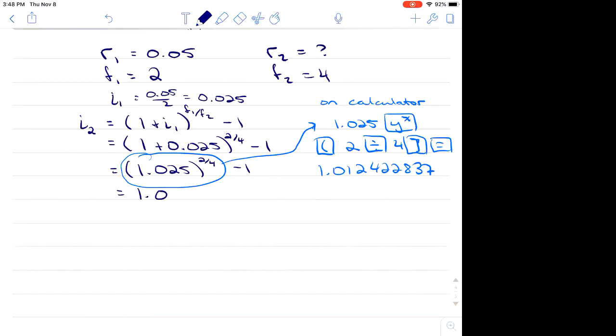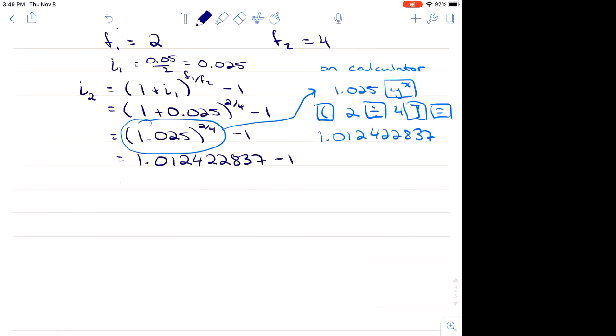So we have 1.012422837 minus 1. Don't forget that minus 1. It's going to make a big difference. 0.012422837. Nice. So that's your periodic interest rate.